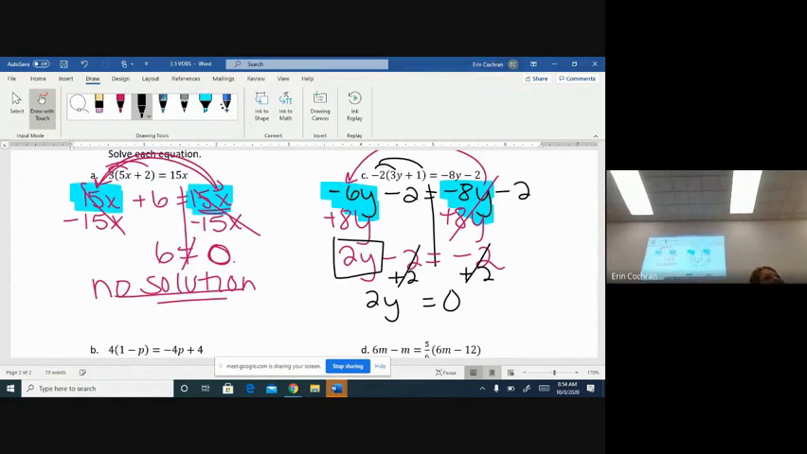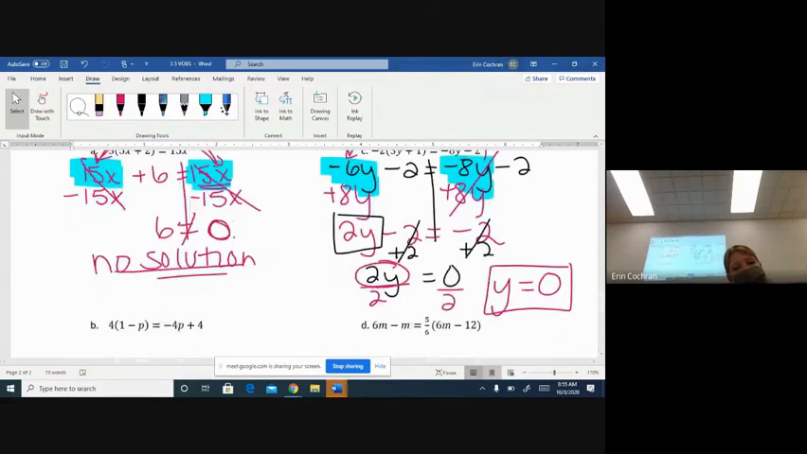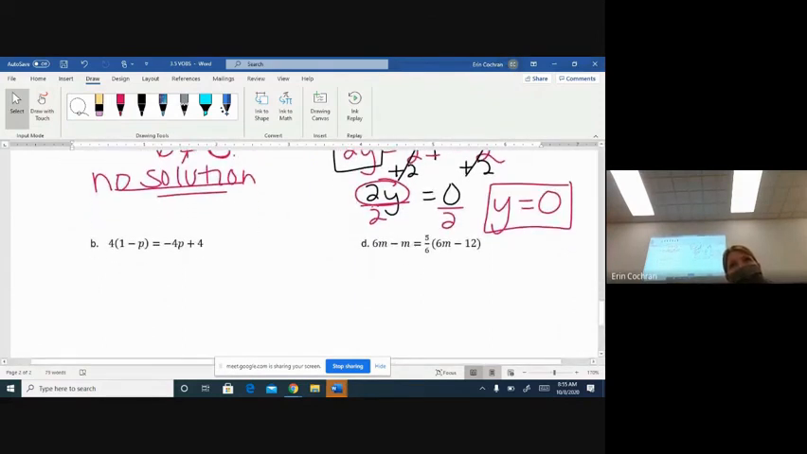Okay, we still have a y, so we still have an answer, right? So how do I solve for y here? Divide by 2, so y would equal, what's 0 divided by anything? 0. And you can also think here, 2 times what gives me 0? 0. That's why y will be 0 in this case. Okay, so we didn't have a special case in that one, did we? No.